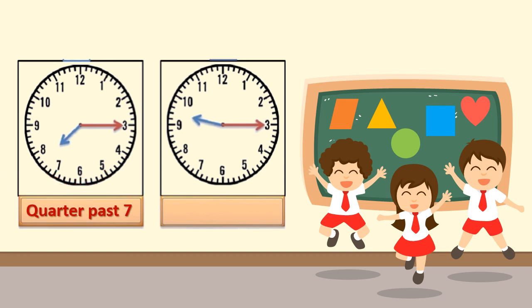Can you solve the next one with me? Yes, the long hand on 3, we say quarter past. And the short hand between 9 and 10, I will go to the small one. So it's a quarter past 9.